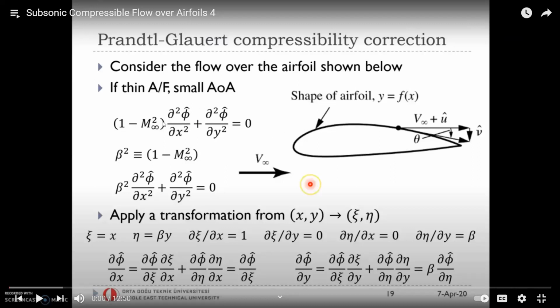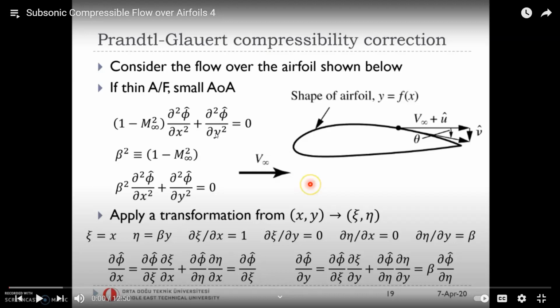So the question is, by applying a mathematical transformation to coordinates, can I actually make it look like a Laplace equation? Meaning that instead of x, I can define another parameter psi. Instead of y, I can define another parameter beta times y, where beta is the square root of 1 minus M infinity squared. Then instead of derivatives with respect to x and y, I can get derivatives with respect to psi and eta. So I can obtain a transformed version of this equation.